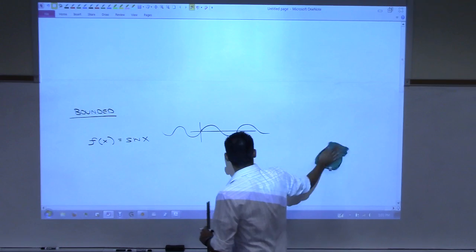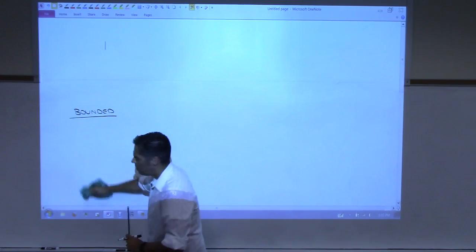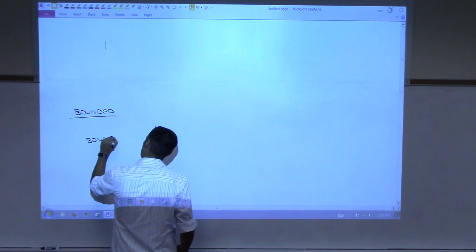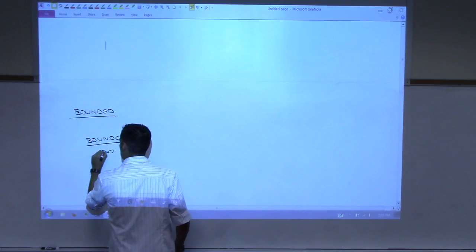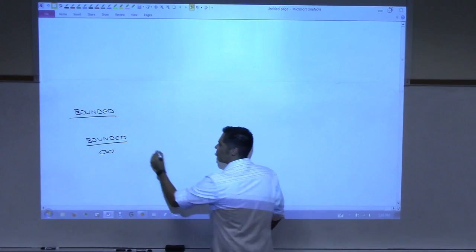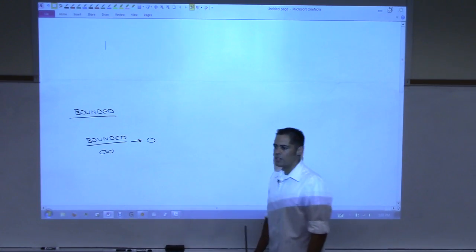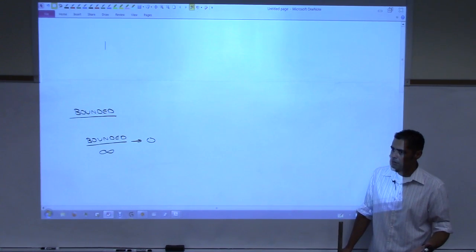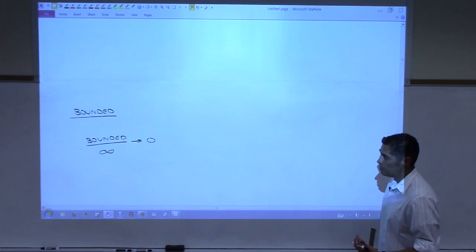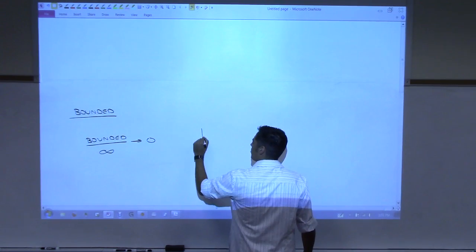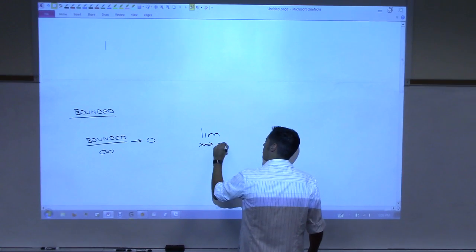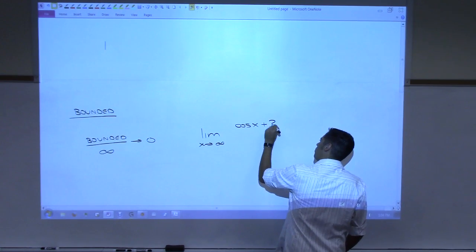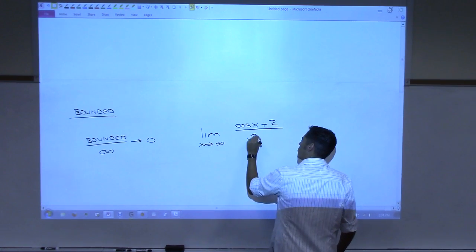The idea here is that if you take a limit and you have something bounded on top, and something becoming infinite on the bottom, this will always go to 0. Just like fixed over infinity went to 0, bounded over infinity goes to 0 also. An example of this would be the limit as x goes to infinity of cosine x plus 2 over x squared plus 1.